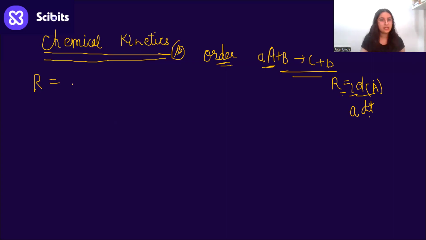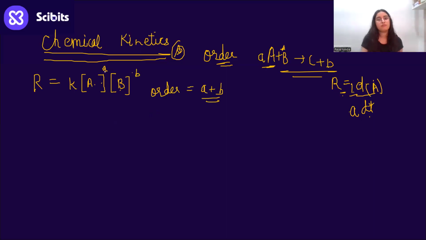And also we can write the rate equation like this. Rate equals K, A to the power a, B to the power b. a and b are the number of moles, okay? And if I have to find the order, that will be a plus b. Order is the sum of these powers in the rate law equation. And this is K, which is a constant. It depends upon the temperature conditions. Only temperature.